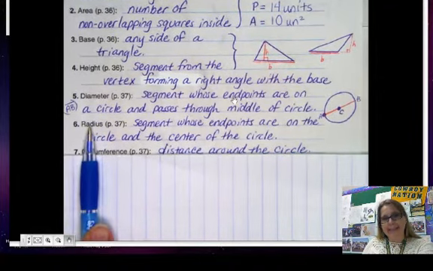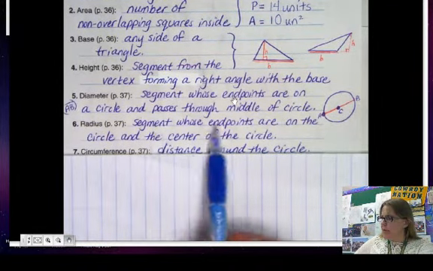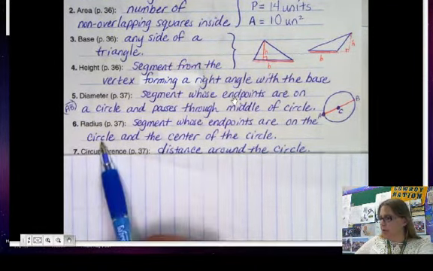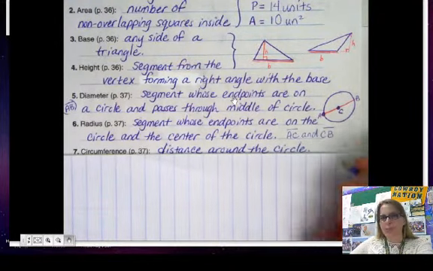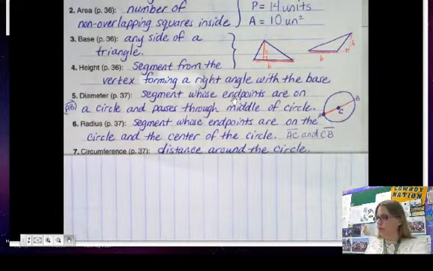So the radius of the circle is a segment whose endpoints are on the circle and in the center of the circle. So if we had point C right here, we could say that there are two radii, is how you say it plural, and the two radii are AC and CB. Those are the two radii of this circle.